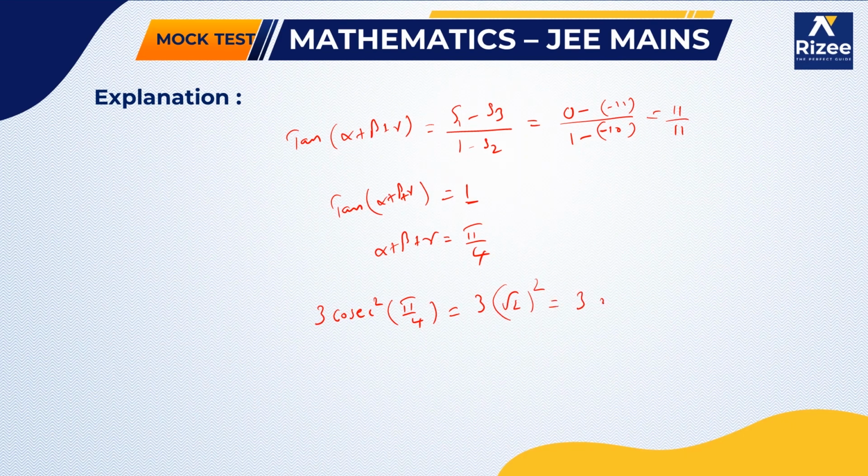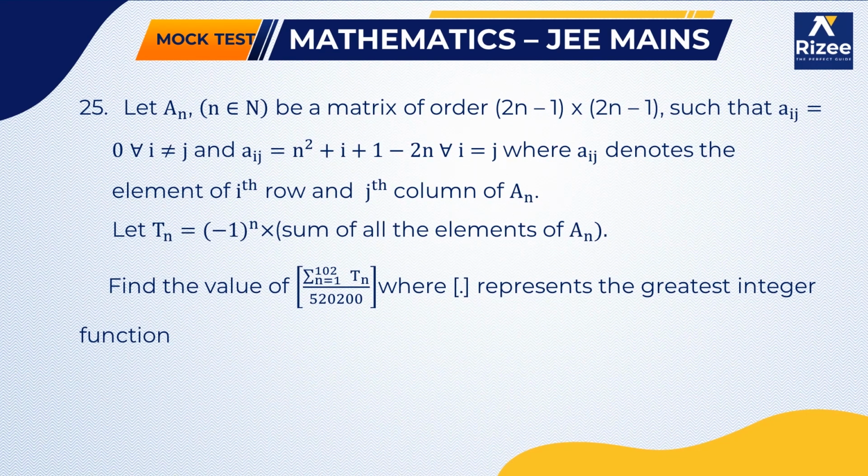Let n belong to N. Here n is a natural number. A n is a matrix of order 2n minus 1 into 2n minus 1 such that aij is equal to 0 for i not equal to j, and aij is equal to n square plus i plus 1 minus 2n for all i equal to j, where aij denotes the element of ith row and jth column. Tn is equal to minus 1 whole power of the sum of all the elements of A n. By using this we can find the value of this function.